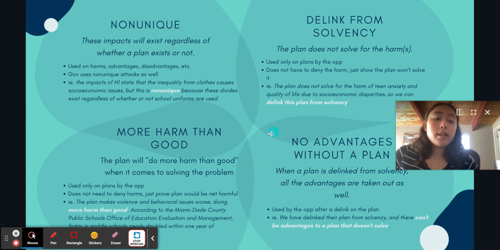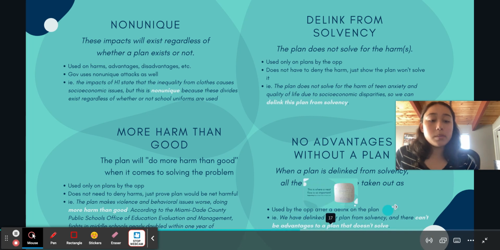Finally, you can argue that there are no advantages without a plan, and this is again used only by the op when the plan has been delinked from solvency. So think about it this way. If a plan doesn't work, if it doesn't solve, then obviously no good impacts can come of solving it because it's a failure. It doesn't work. So for instance, we have delinked their plan from solvency, and there can't be advantages to a plan that doesn't solve.